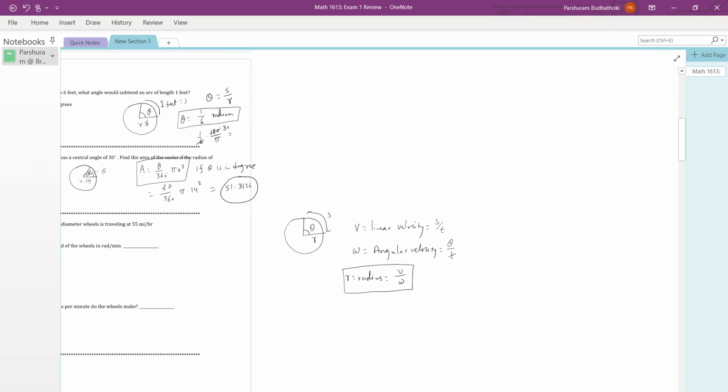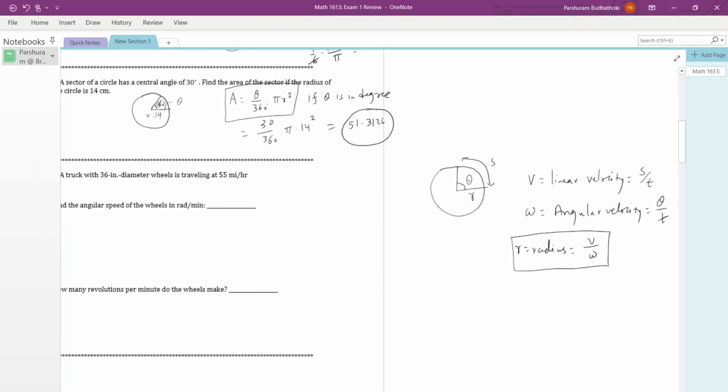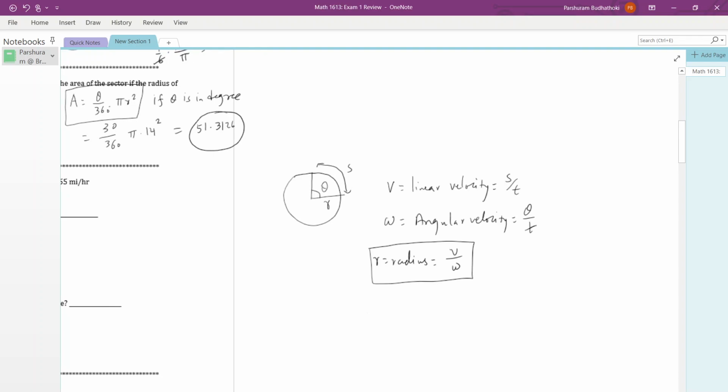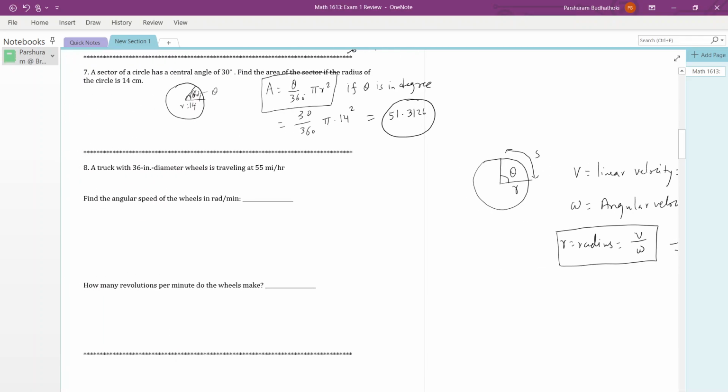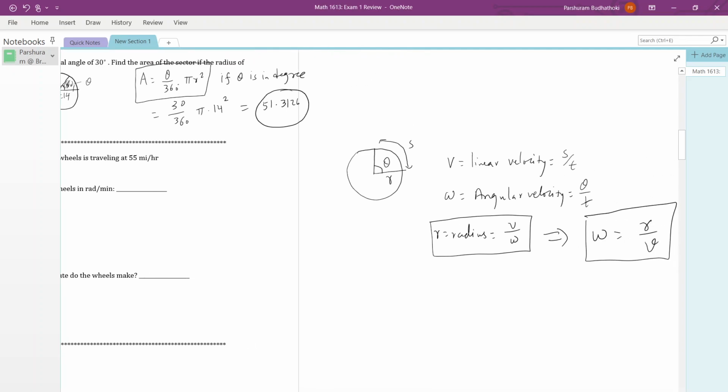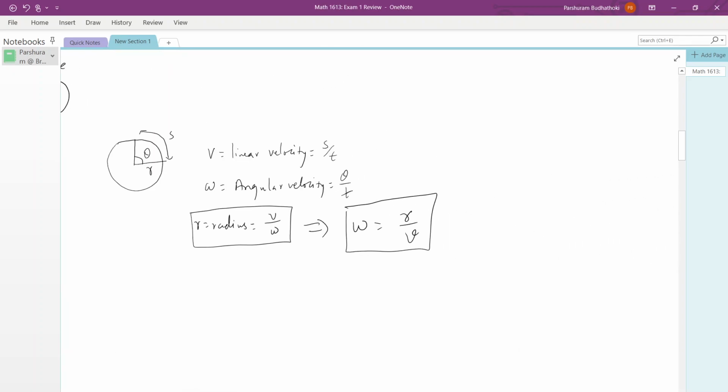In this particular problem, we are looking for the angular velocity, which is omega. So in terms of radius and linear velocity, omega, the angular velocity, is v over r. That's the formula we're going to use. And there is another formula we need to use for the second part, which is revolutions per minute.